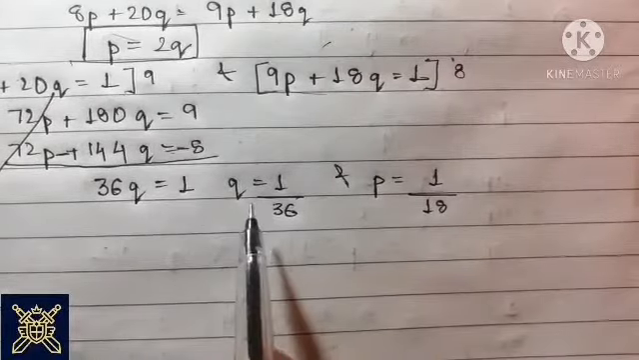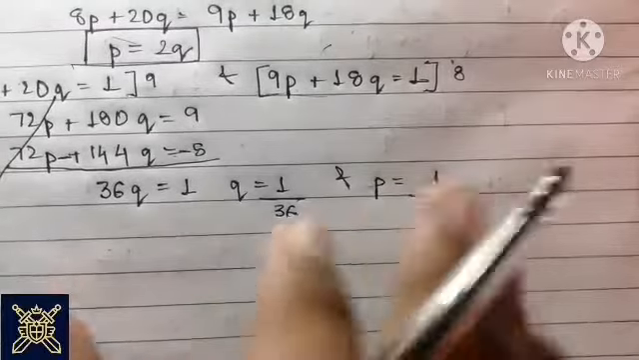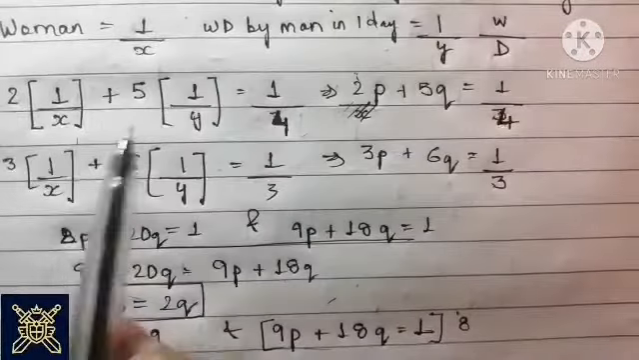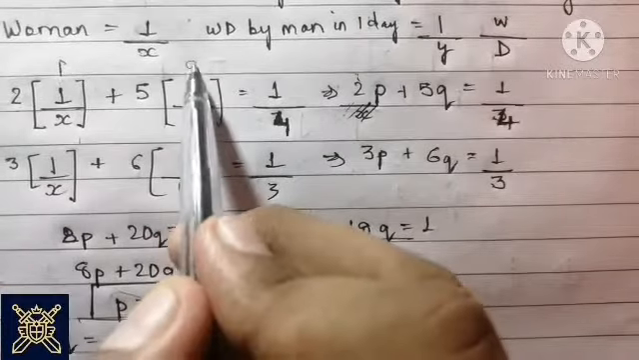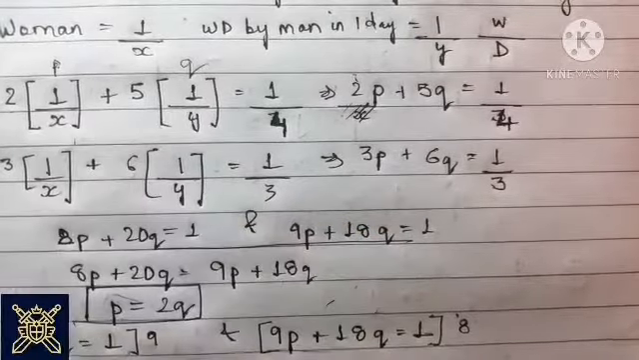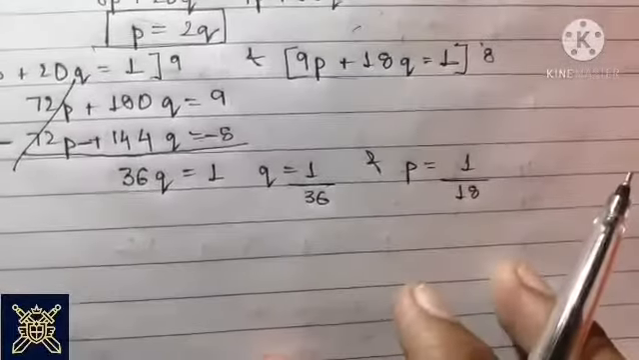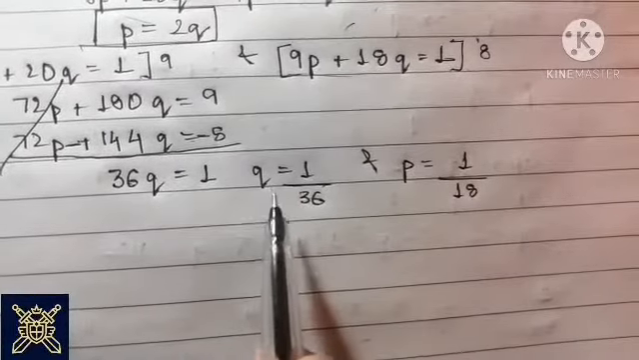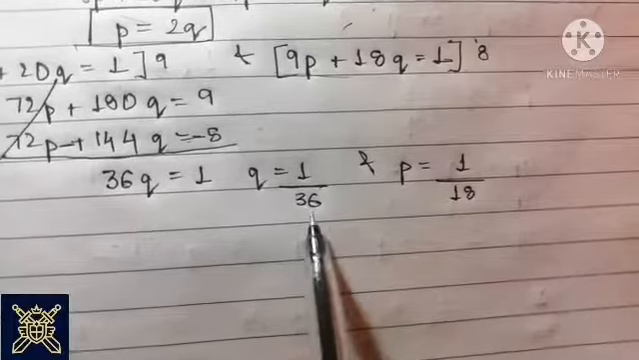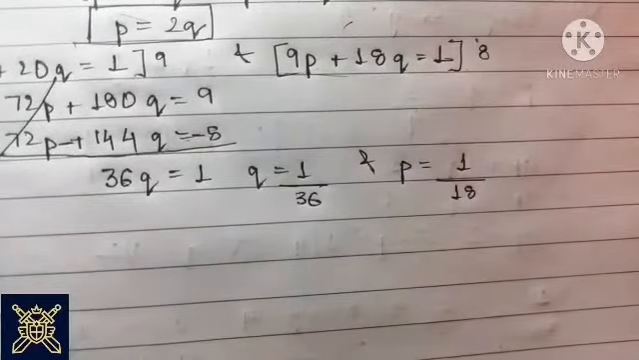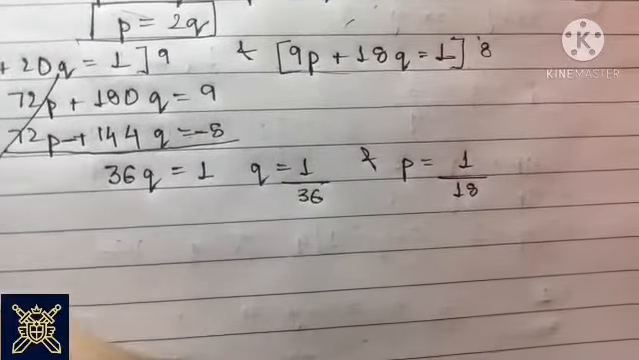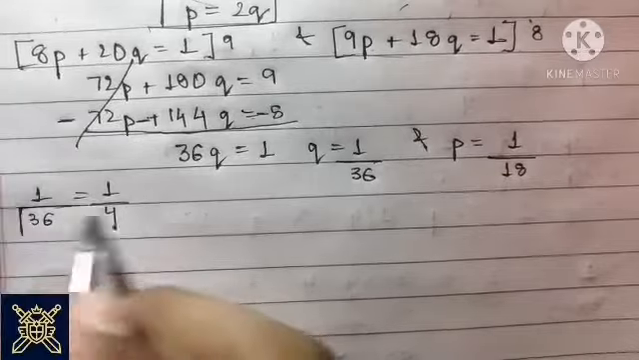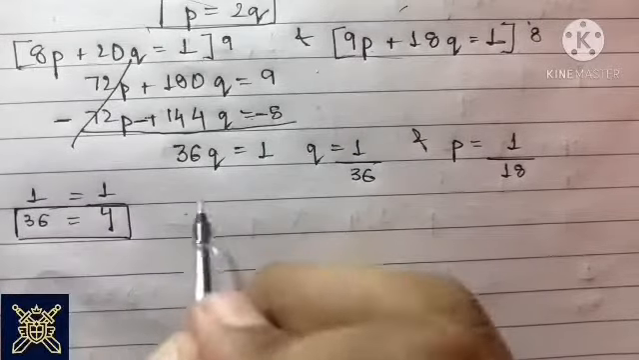And now since we have got the values, we will take the relation. As we had written 1 upon x as p and 1 upon y as q, now we will equate them to the found values. So 1 upon 36 is q, and q was taken as 1 upon y. So 1 upon 36 is equal to 1 upon y. Therefore y is equal to 36.